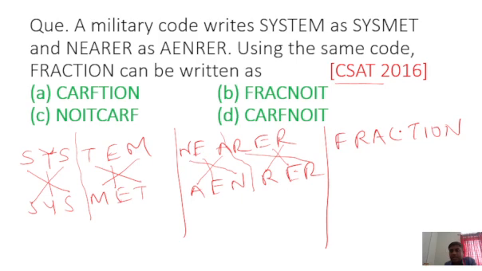Here there are a total of 8 alphabets, so we make a group of 4 and 4, meaning 2 groups. The last alphabet comes first, so after A, then R and F. In a similar way, here first comes N, O, I and T. So CARF is here, NOIT.